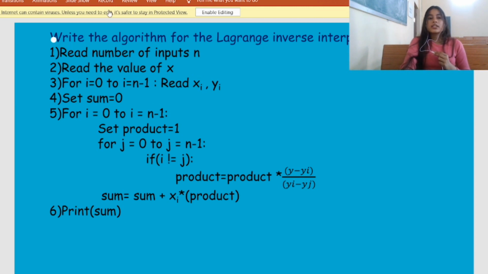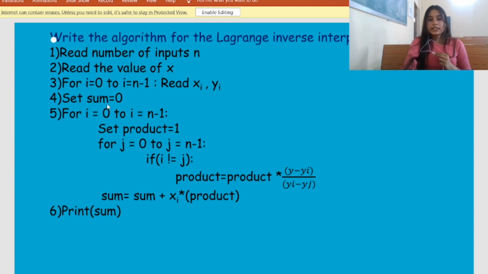The next question is, write the algorithm for the Lagrange inverse interpolation. As you can see, here are the steps. These are the steps for the algorithm of Lagrange inverse interpolation. The first step is read number of inputs n. The second step is read the value of x. The third step is for i equals 0 to i equals n minus 1, read xi and yi.